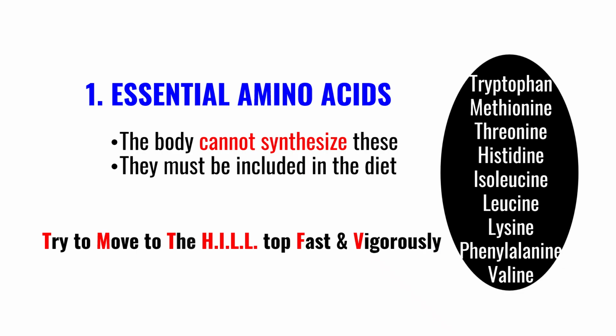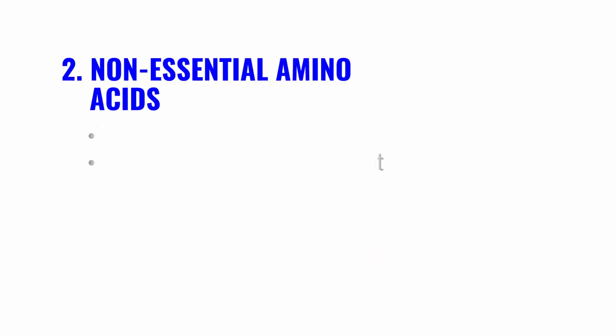I have designed a mnemonic to enhance your memory. Try to move to the hill top fast and vigorously. These letters, which are red in color, represent amino acids. So you can write down methionine, tryptophan, threonine, histidine, isoleucine, leucine, lysine, phenylalanine, and valine. So these are 9 essential amino acids. They must be supplied in our diet. If they are lacking in our diet, we will develop the symptoms of deficiency or diseases.